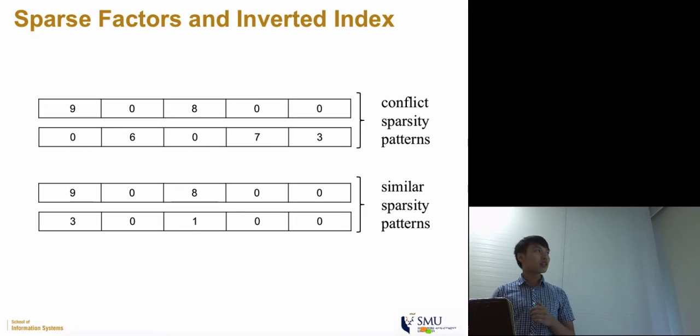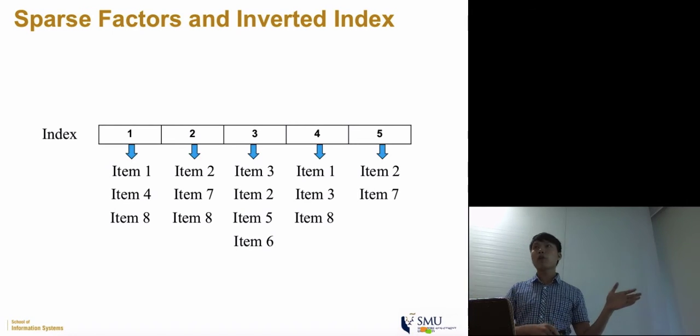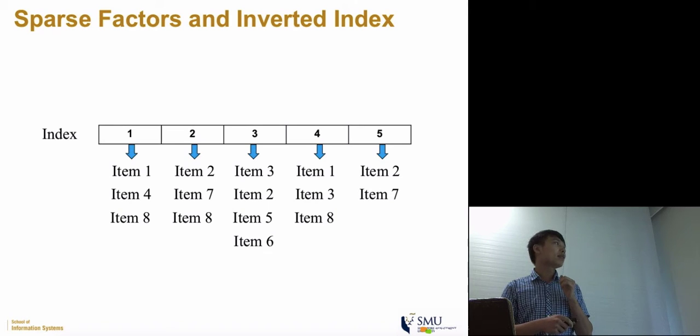Okay. So about the inverted index representation. Just imagine that you have an index of all the items in the system, in which for the first column you store all the items which have a corresponding non-zero value at that index. So item 1, item 4, and item 8 have a non-zero value at the first coordinate. Similarly with the second, third, and so on.